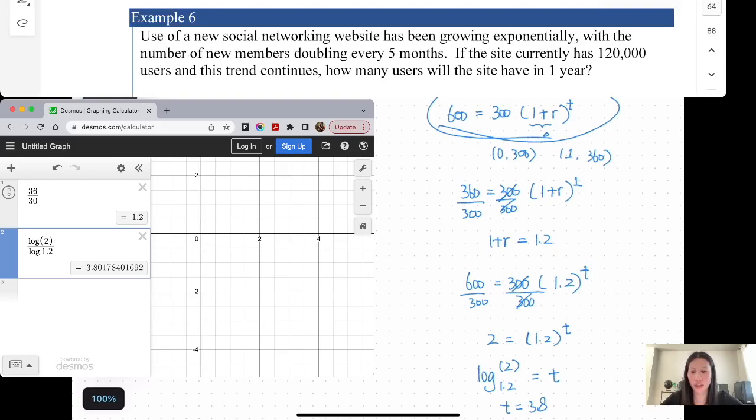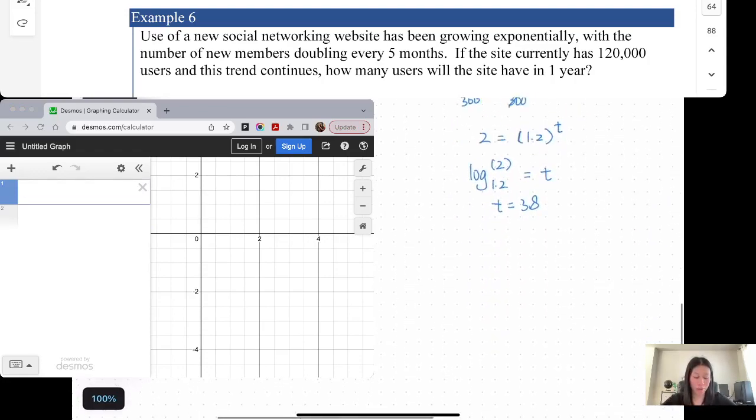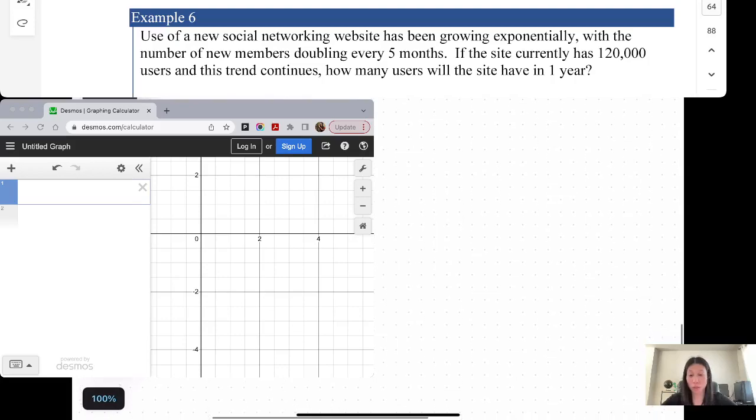Okay, let's look at our last example about the doubling. Well, a new social network website has been growing exponentially with the number of new members doubling every 5 months. If the site currently has 120,000 users and this trend continues, how many users will the site have in a year?